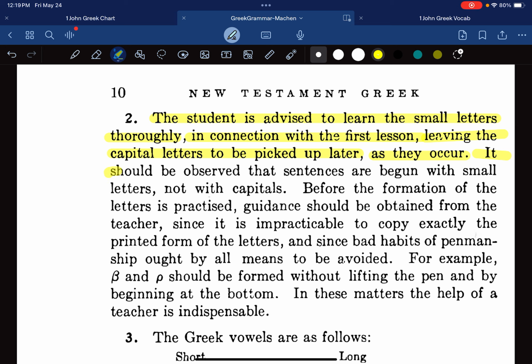He says it should be observed that sentences are begun with small letters, not with capitals in the Greek, so you'll want to note that. And then he says before the formation of letters is practiced, guidance should be obtained from the teacher, since it is impracticable to copy exactly the printed form of the letters, and since bad habits of penmanship ought by all means to be avoided. For example, the beta and the rho should be formed without the lifting of the pen and by beginning at the bottom. In these matters, the help of a teacher is indispensable, he says.